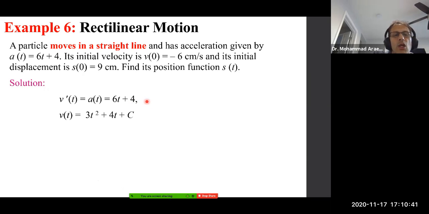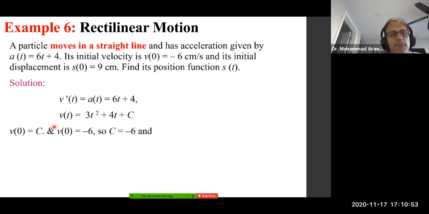All right. We know V of 0 is negative 6. Replace the t with 0. I hope you realize if you replace this one with negative 6, and this is 0, and this is 0, c becomes negative 6. And now you have V of t. Again, it's the initial value problem. The next one is finding the position function.